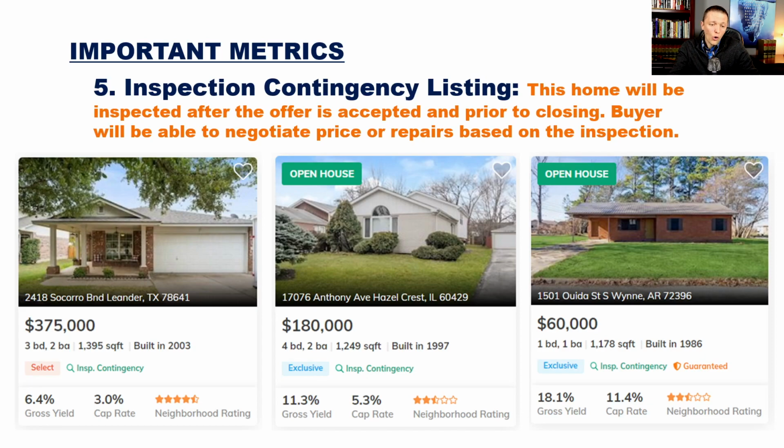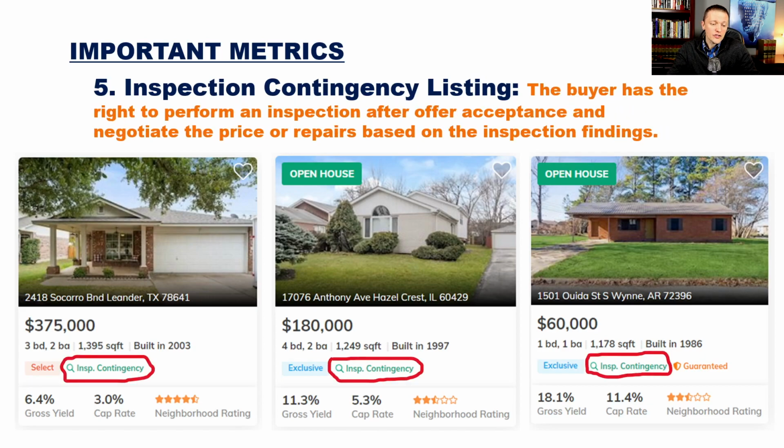The next important metric that I want to highlight is inspection contingency listing. This means that the home will be inspected after the offer is accepted and prior to closing. The buyer will be able to negotiate price or repairs based on that inspection. And so there are these notations on the listings that will show up which say inspection contingency, and that just means that you will have another opportunity to renegotiate the price, and you'll also have an opportunity to do a full thorough inspection of the property. And if there are things that you don't like or there are major issues that come up, you can certainly back out, get your money back, and be done and on to another property.